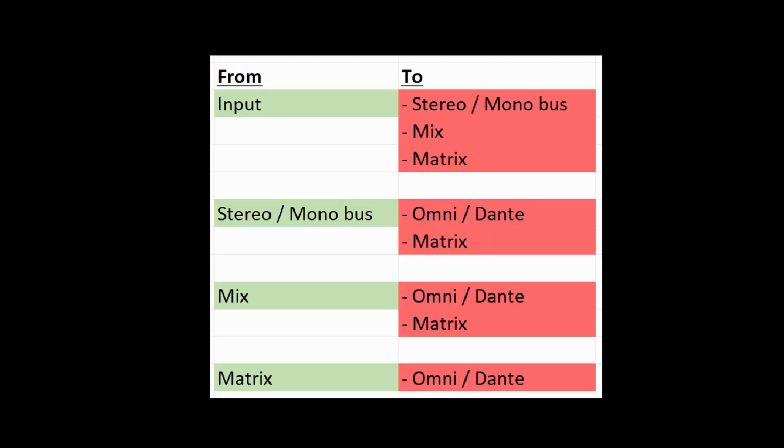Here's what we're going to go through as quickly as we can to try and get some sound from an input to an output. If you look at the top of this table, you can straight away get sound from an input to an output just by selecting the stereo or mono bus on an input, and if the stereo and mono bus is routed to an omni output, you get sound.